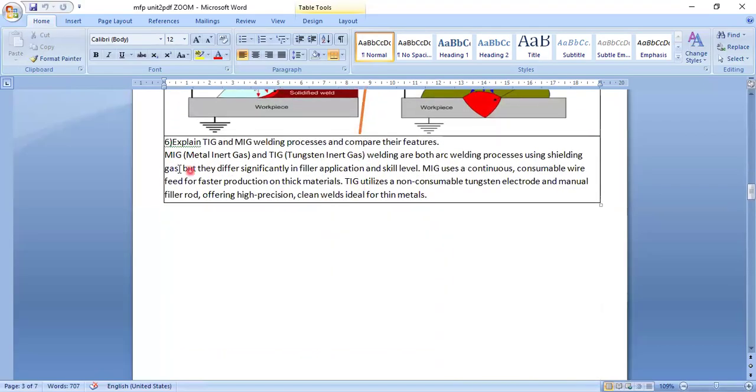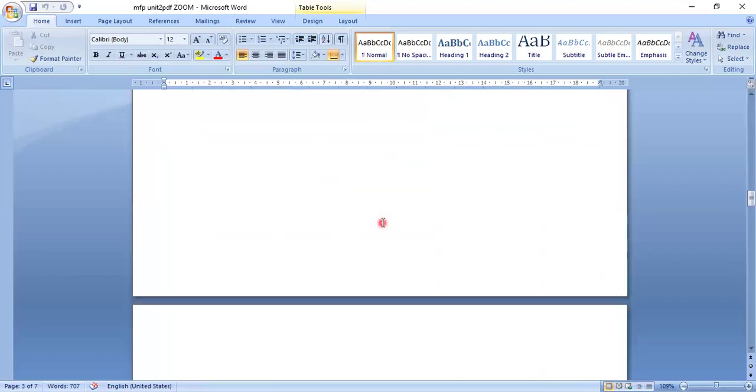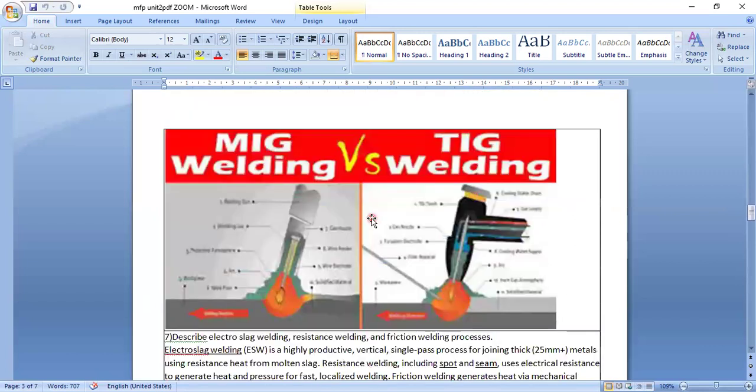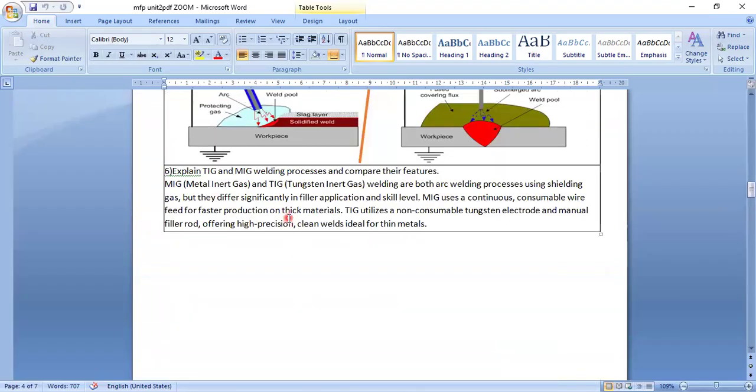Next question. Explain about TIG and MIG welding process. What is TIG and MIG welding? Here a diagram is there. You can see this is TIG and MIG welding. MIG is metal inert gas welding. TIG is tungsten inert gas welding. In TIG, tungsten is a non-consumable electrode. In MIG welding, the electrode is consumable. Same diagram only here. See, one definition is more than enough for this.